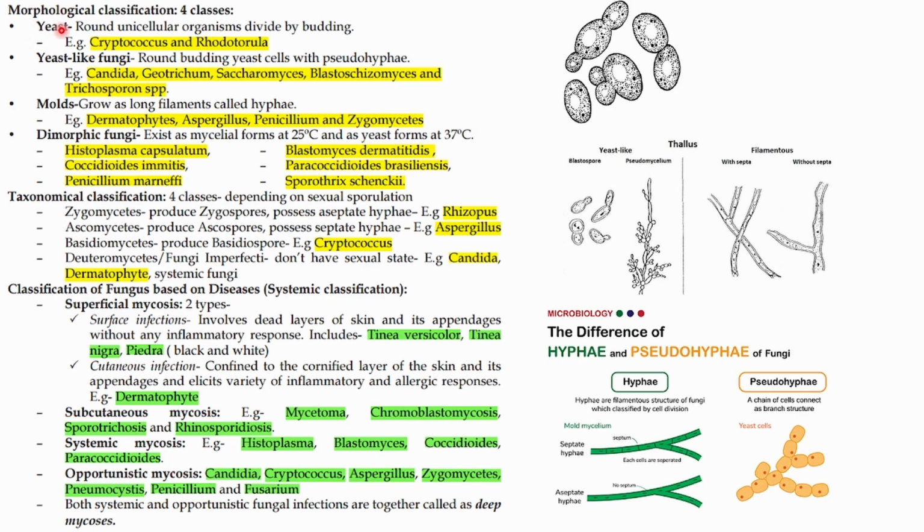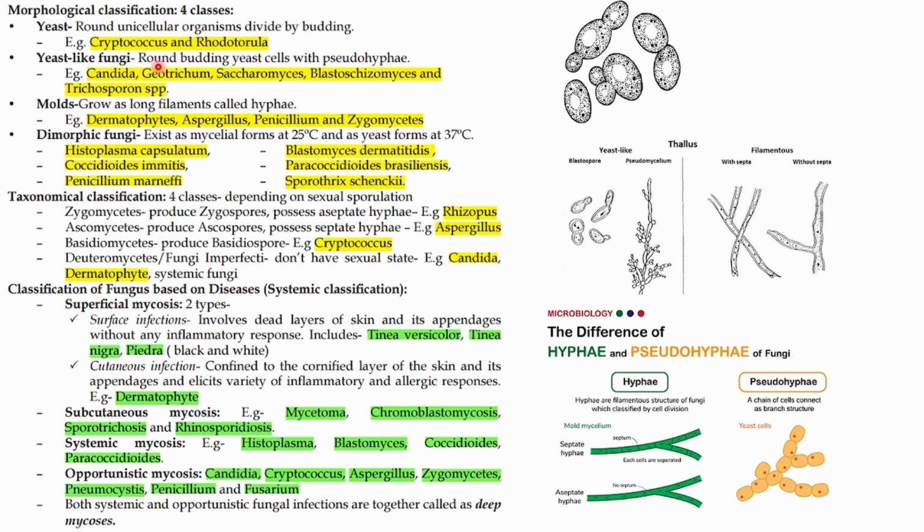So what do we mean by yeast? Yeast means something like this: single round organisms. These are round unicellular organisms that divide by budding. See, there is budding ongoing here. So these are yeast like. Morphologically these are all round structures.